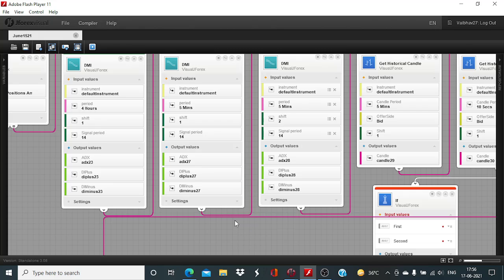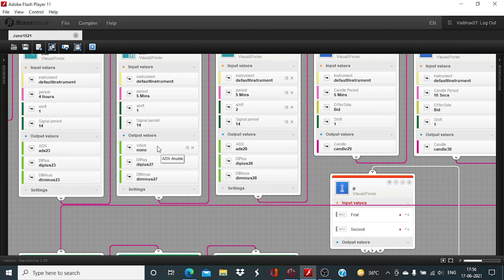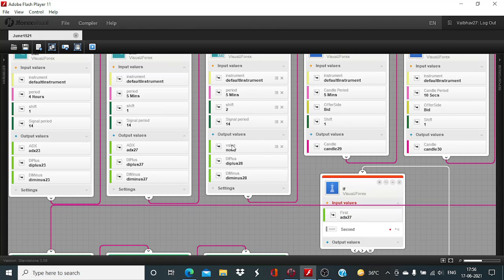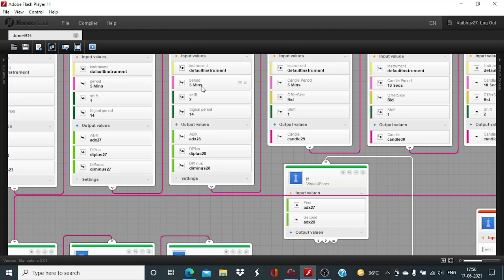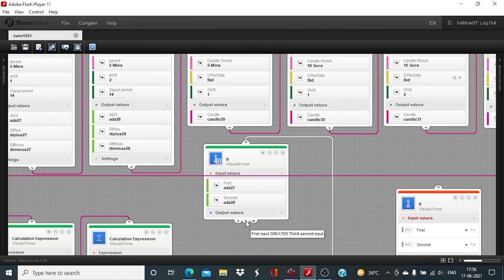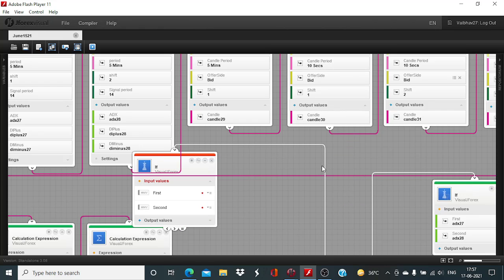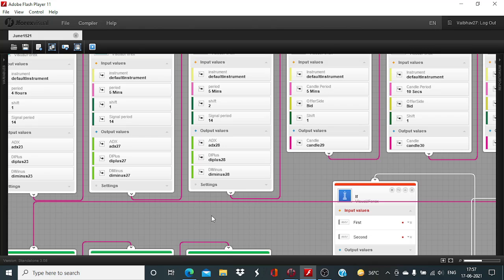And moving on to the 5-minute time period, we need this ADX value to be on the rise. So the last 5 minutes ADX should be above the penultimate 5-minute candle's ADX. So we need ADX 27 to be greater than ADX 28, and also ADX 27 should be above 25.